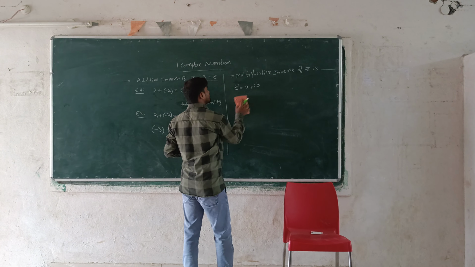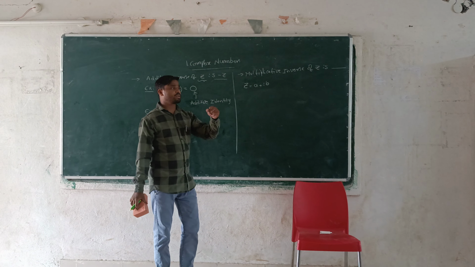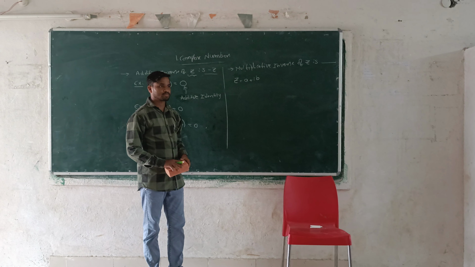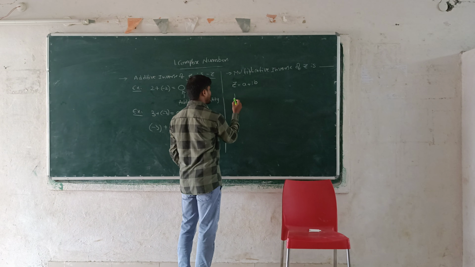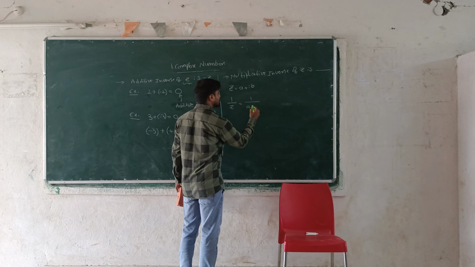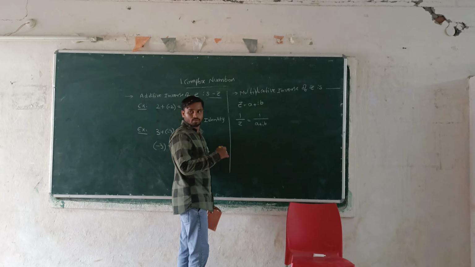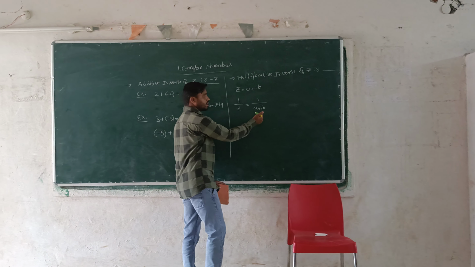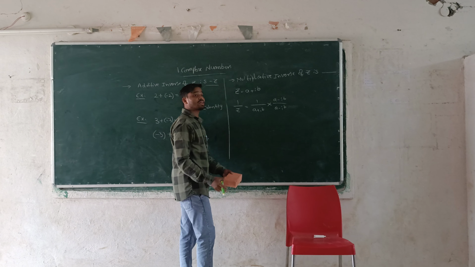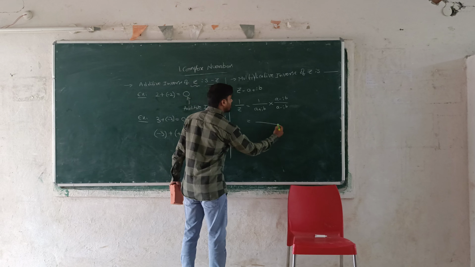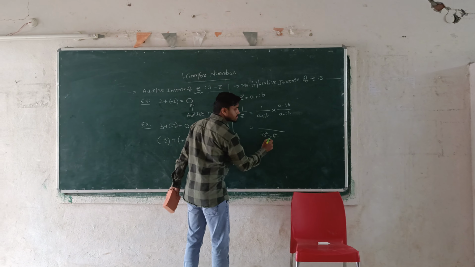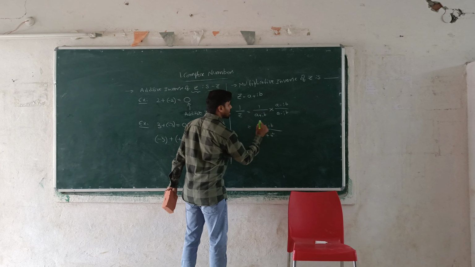So what is the multiplicative inverse of z? 1 by z. So 1 by a plus ib. Yes or no? z is equal to a plus ib, into a minus ib by a minus ib. I am rationalizing the denominator. Which is equal to what? a plus ib into a minus ib, that is a square plus b square in the denominator, and in the numerator a minus ib.